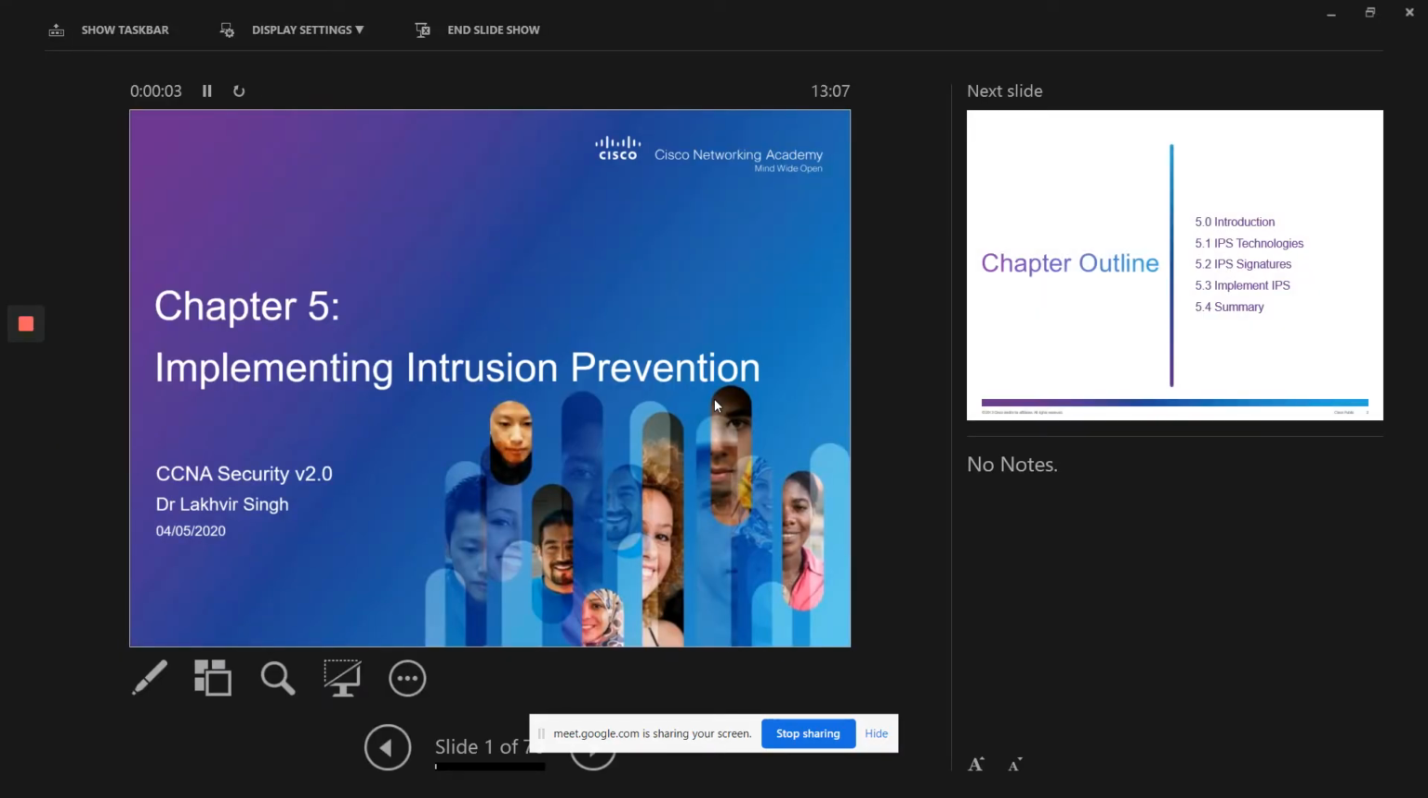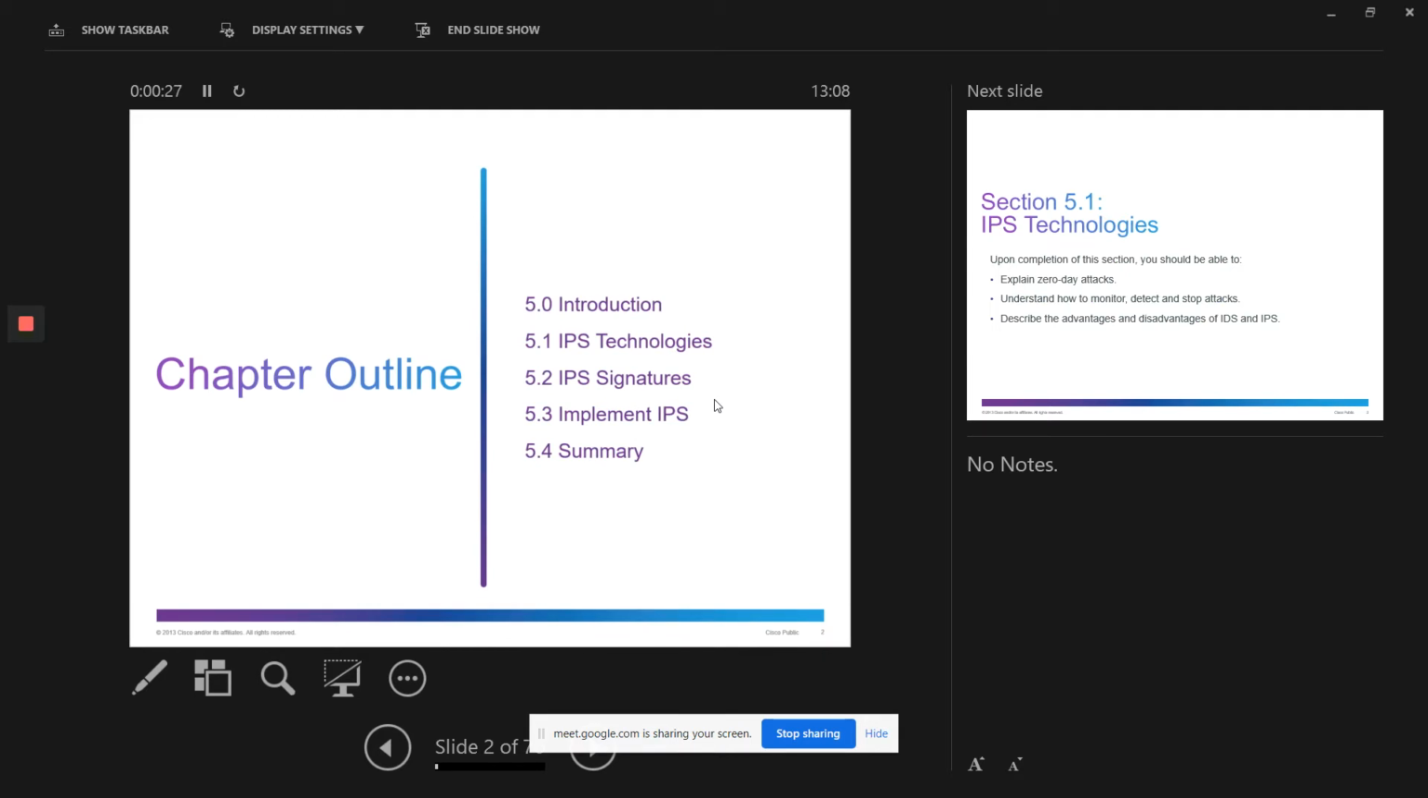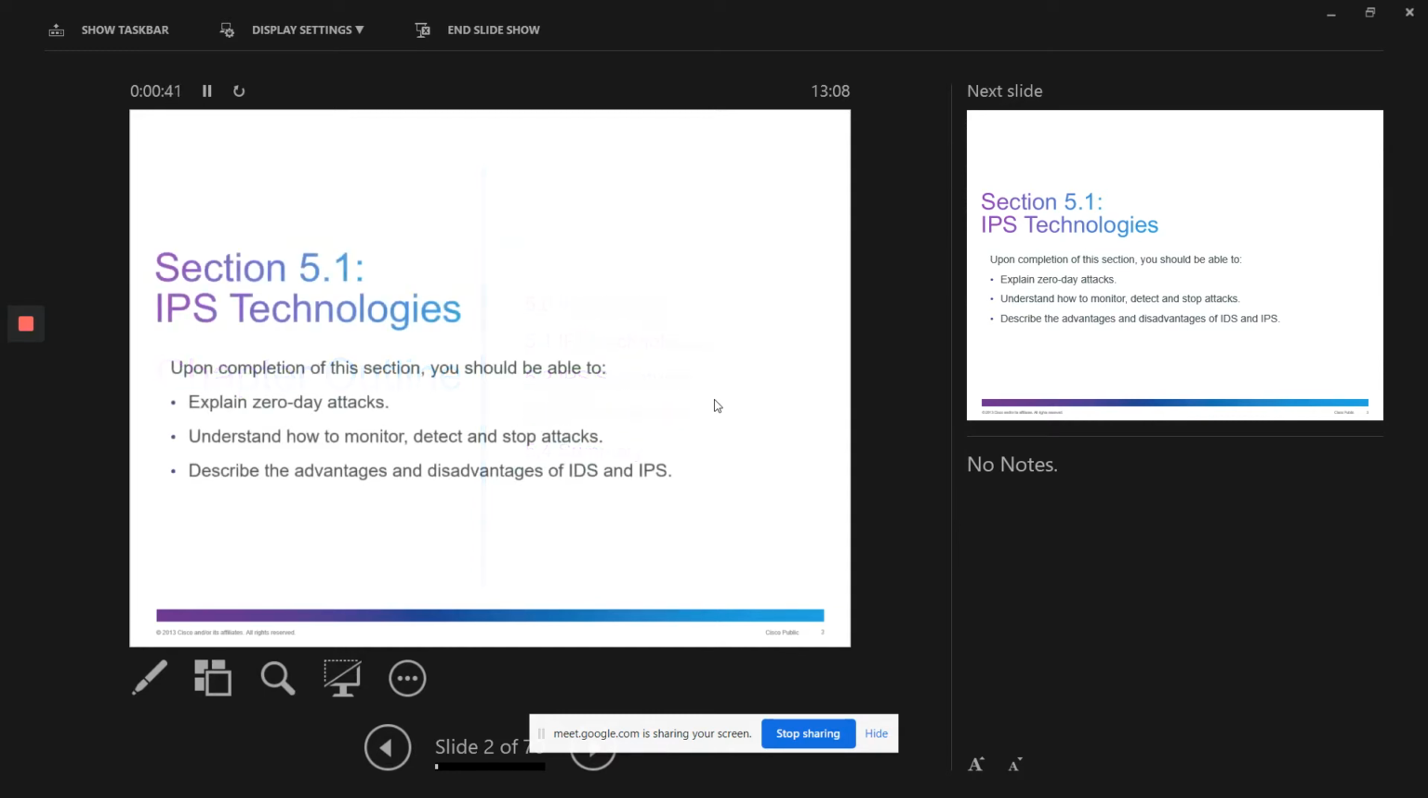Right, this is chapter 5, implementing intrusion prevention system, IPS. They are more commonly used in a business environment, especially businesses which are more prone to, let's say, network attacks. So we're going to be looking at the IPS technologies, intrusion prevention technologies. We're going to look at the IPS signatures and how we can implement IPS on our network. In the first session, we're going to be focusing on IPS technologies.